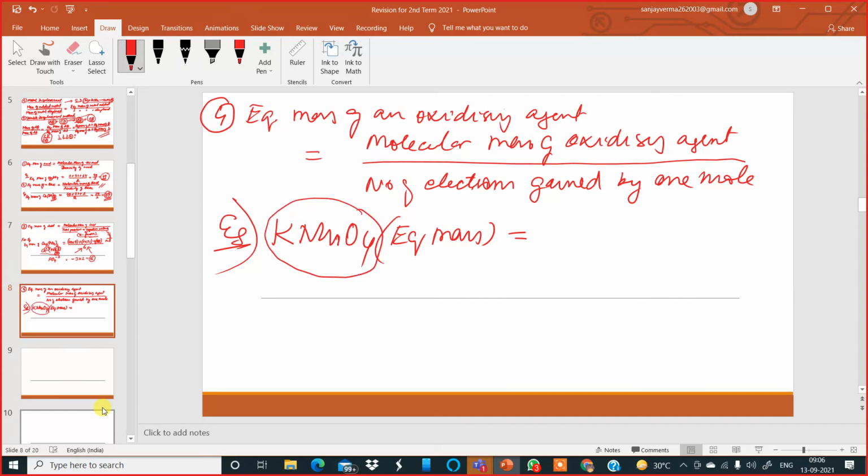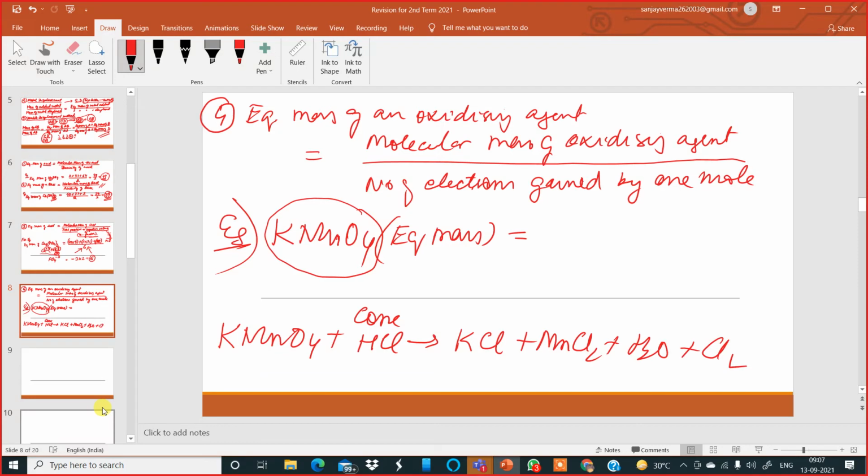I think you must have learned chemical equations in class 10 in the chapter, study of compounds, hydrochloric acid, where potassium permanganate is reacted with concentrated hydrochloric acid. This reaction produces potassium chloride plus manganese chloride plus water plus chlorine. It is behaving like the oxidizing agent because it is oxidizing HCl to chlorine. So in this reaction, KMnO4 is the oxidizing agent. I'm talking about potassium permanganate.